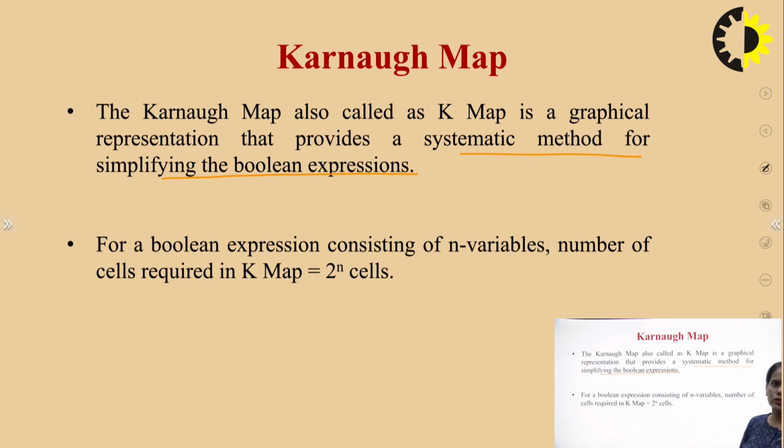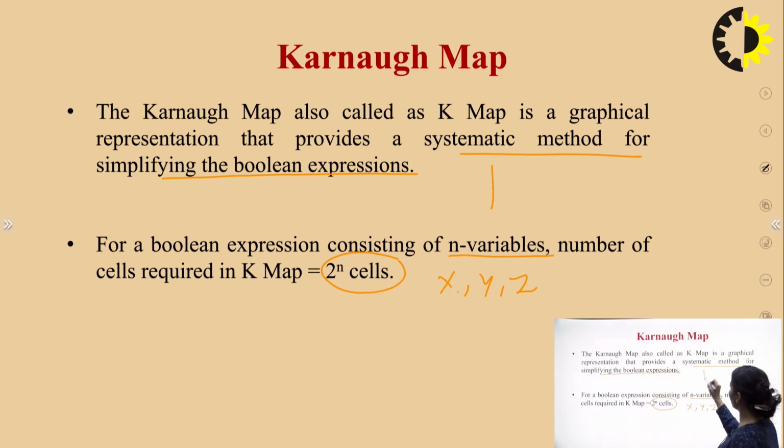For a Boolean expression consisting of n variables, suppose you have an n-variable expression and you need to minimize it, how many cells will a K-map have? It will have 2 raised to power n cells. Suppose there are x, y and z, these 3 variables in the system. Your K-map will use 2 raised to power 3, that is 8 cells.